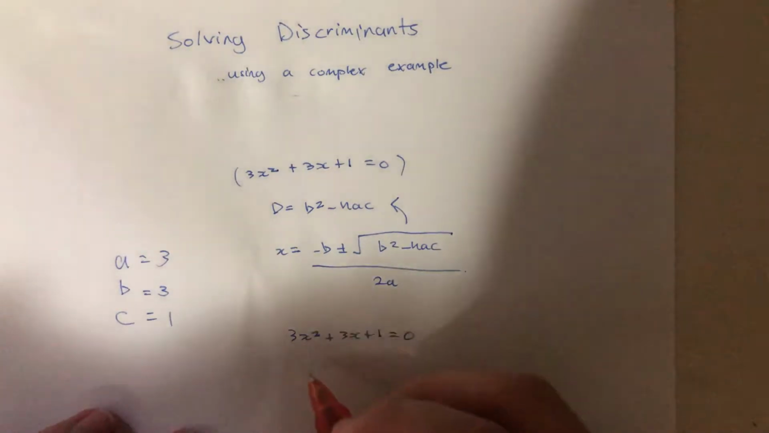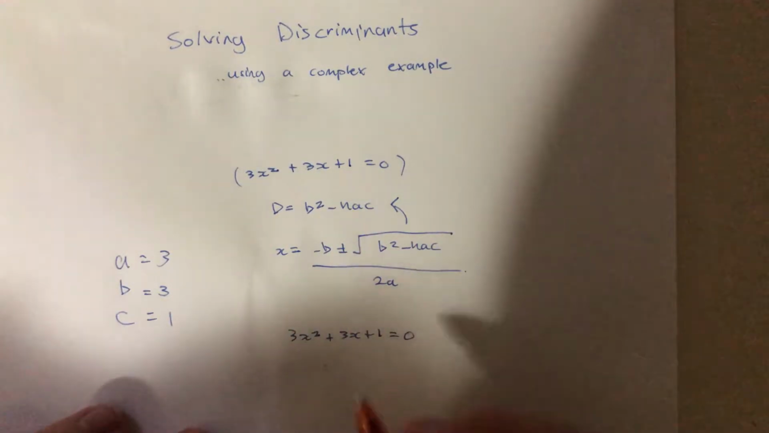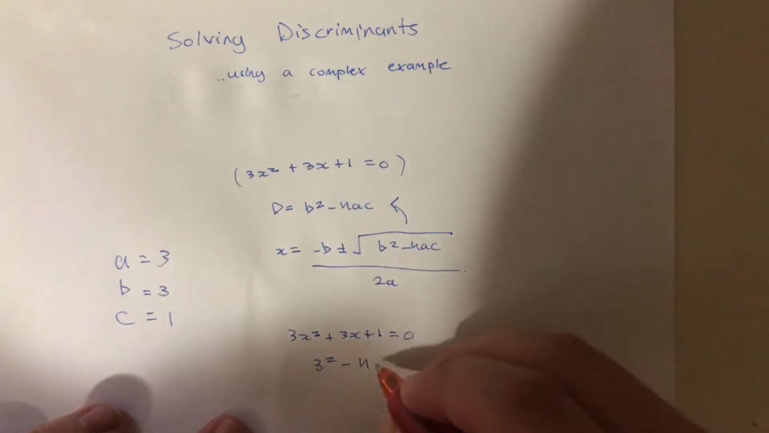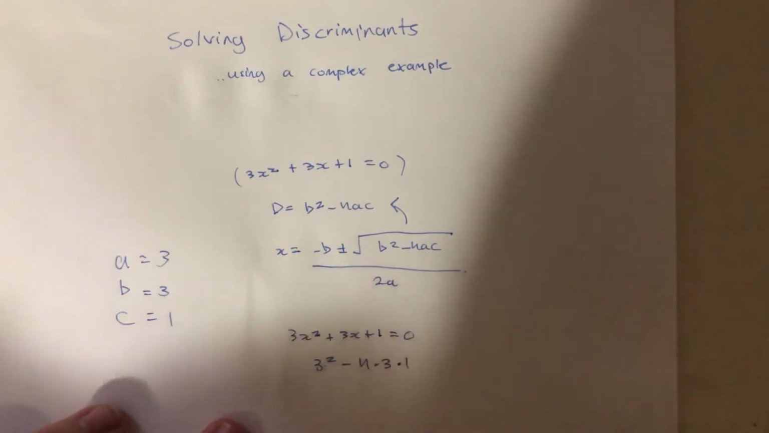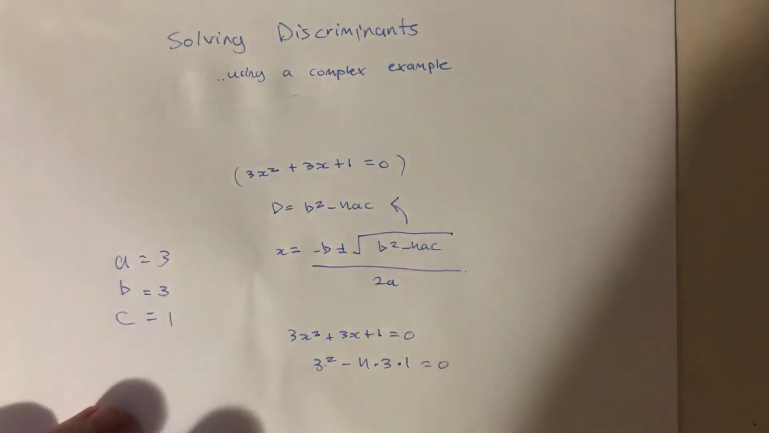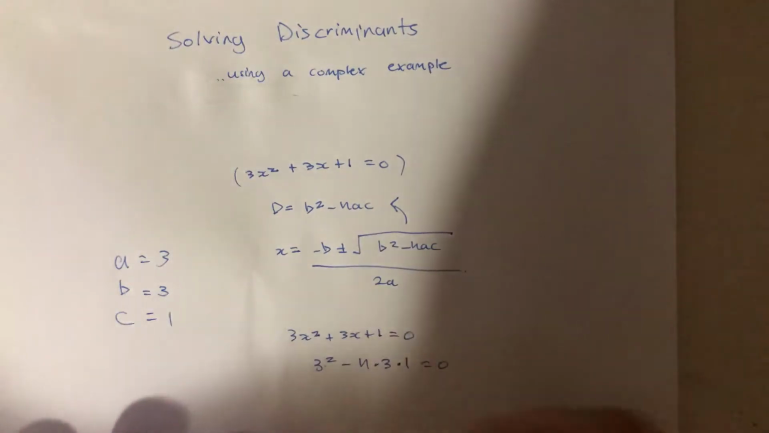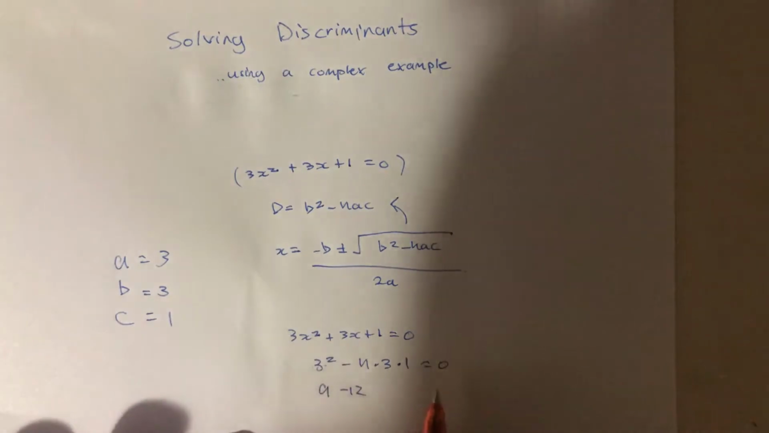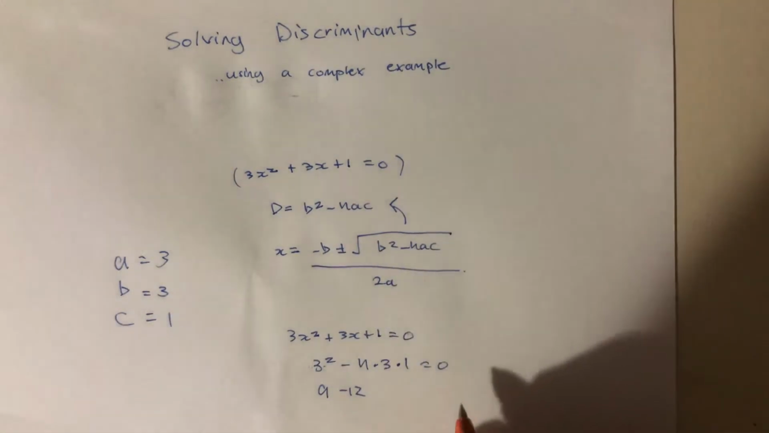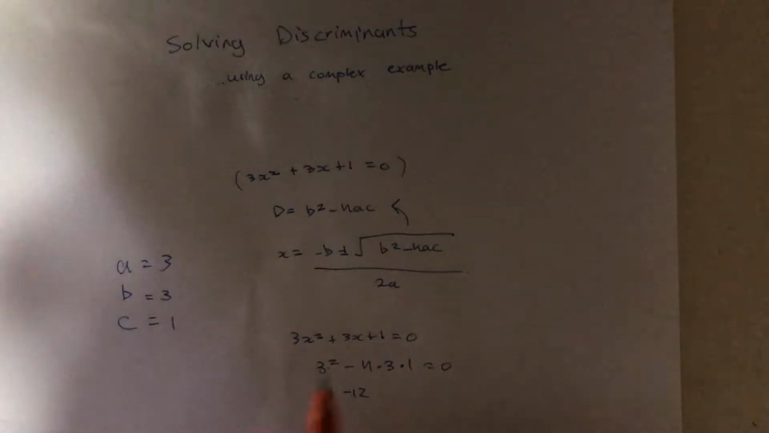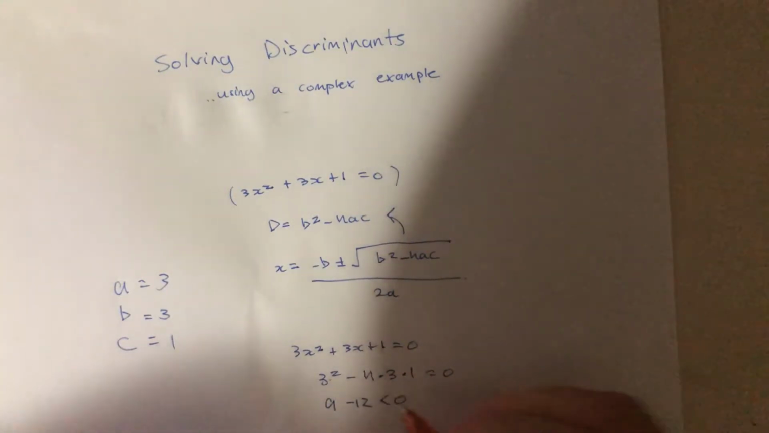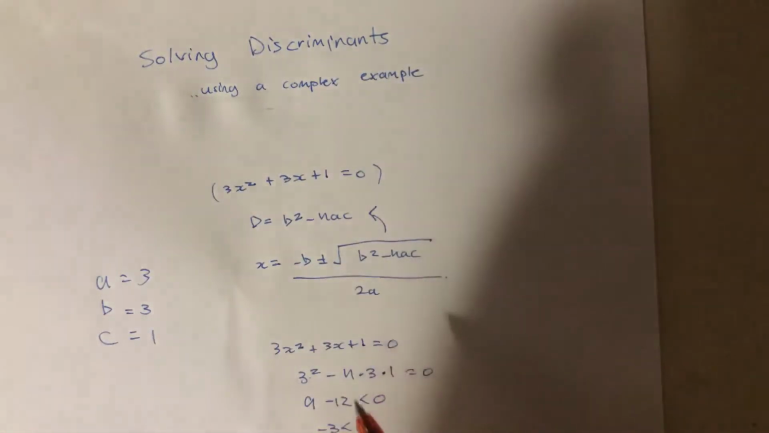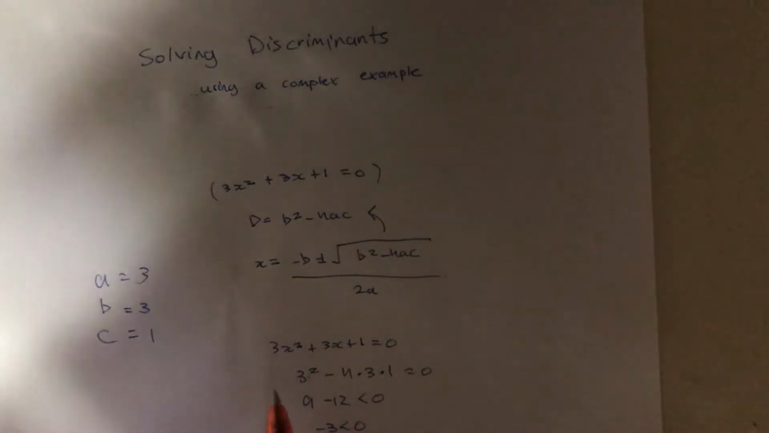So let's start again. b squared minus 4ac. b squared is 3 squared, minus 4 times a times c, which is 3 times 1. Now that we have that, we can do the solving. That's 9 minus 12, which is the discriminant. 9 minus 12 is less than 0, and we can tell that because negative 3 is less than 0.